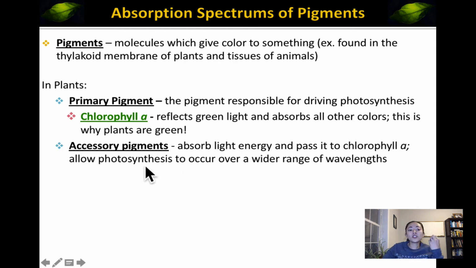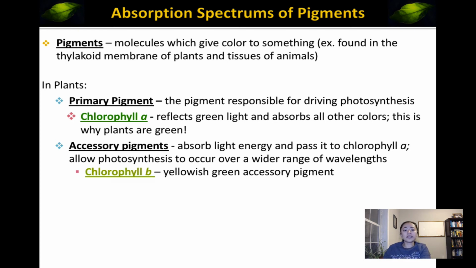However, plants also have what are called accessory pigments. Accessory pigments absorb light energy and are able to pass it on to chlorophyll A. What this allows is for photosynthesis to occur over a wide range of wavelengths. This enables plants to absorb even more solar energy than they would if they only had chlorophyll A.